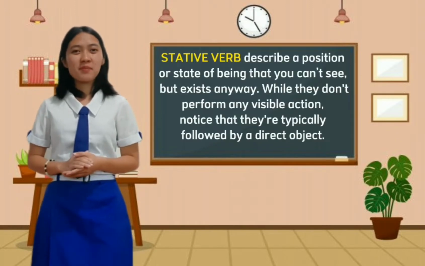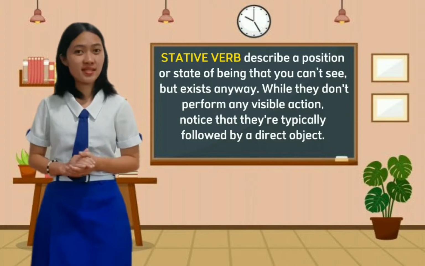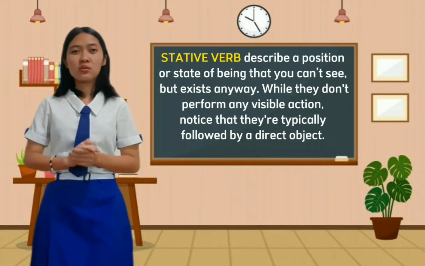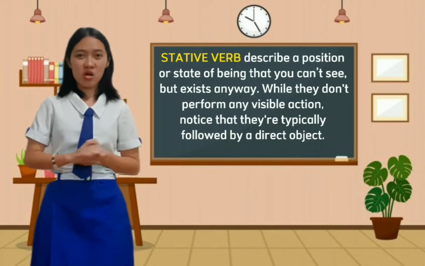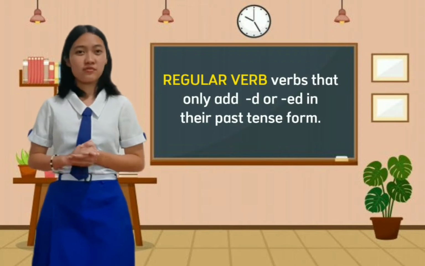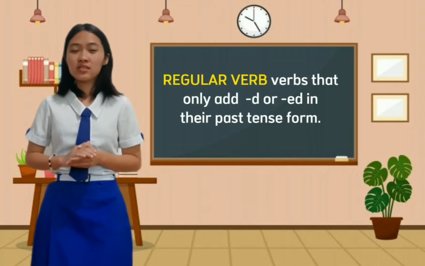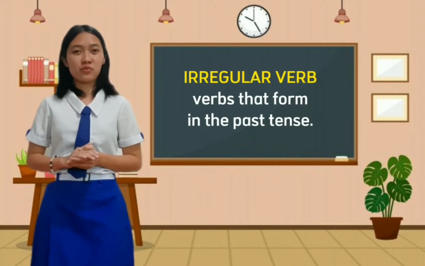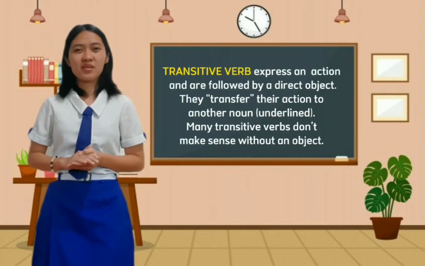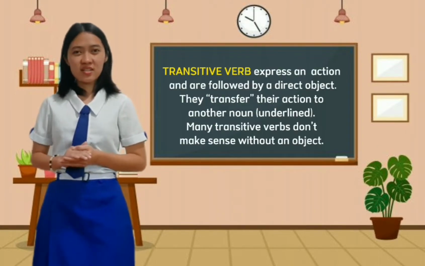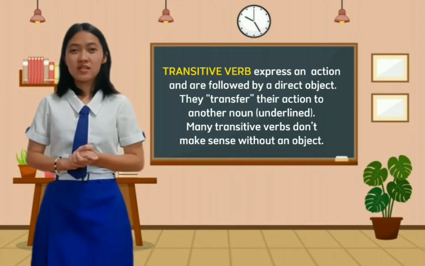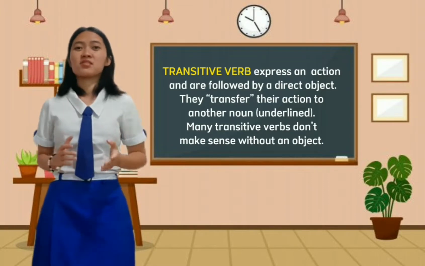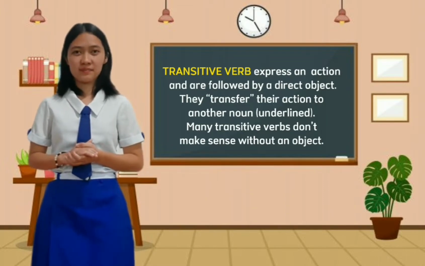Stative verbs describe a position or state of being that you can't see, but exists anyway. While they don't perform any visible action, notice that they are typically followed by a direct object. Most verbs are regular verbs, verbs that only add d or ed in their past tense form. Verbs that change form into past tense are regular verbs. Transitive verbs express an action and are followed by a direct object. They transfer their action to another noun or pronoun. Many transitive verbs don't make sense without an object.